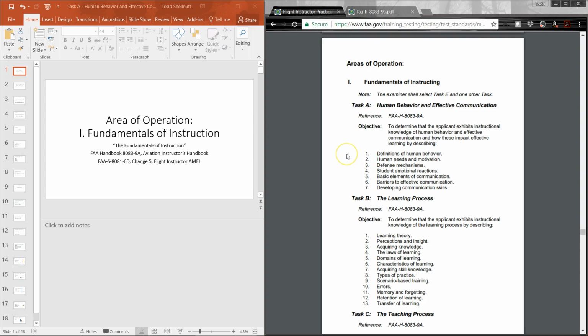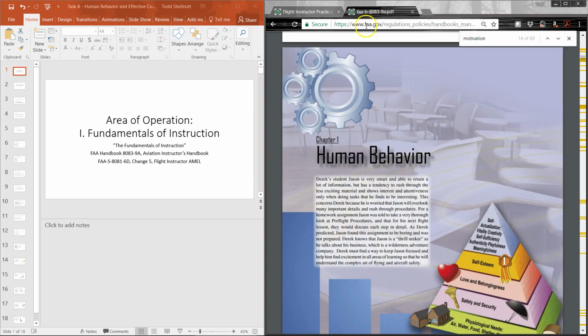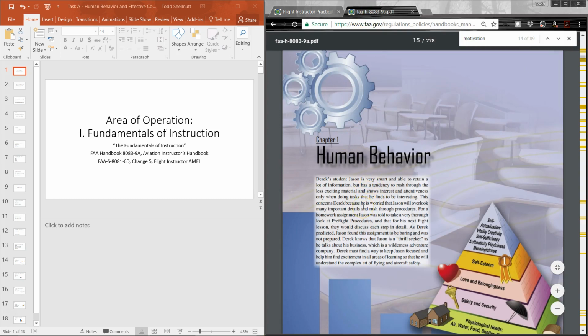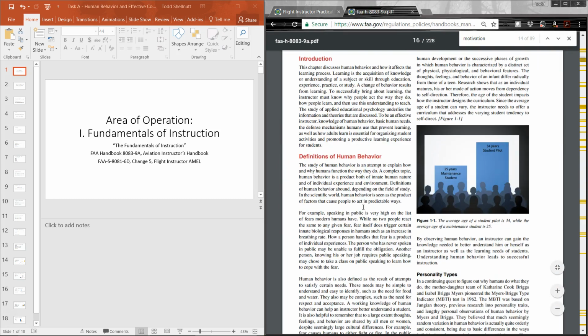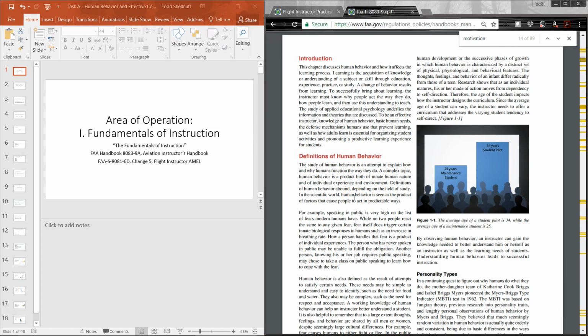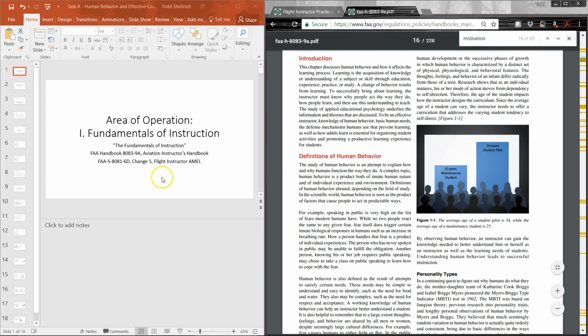Well, I want to go over to my book, which is your Aviation Instructor's Handbook, and start on Human Behavior. And then I just want to read down through here, so we'll kind of stop on this page. You can actually see here's definitions of human behavior. But what I've also done is I've put together a PowerPoint presentation, and not necessarily for my clients, but as well as myself.